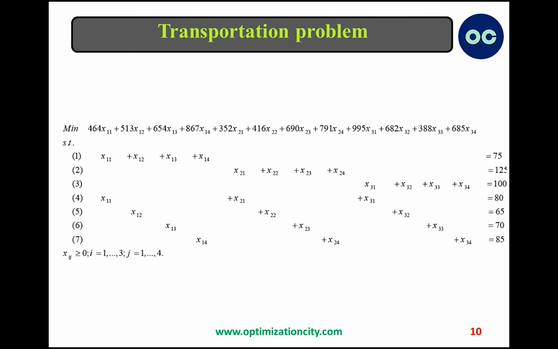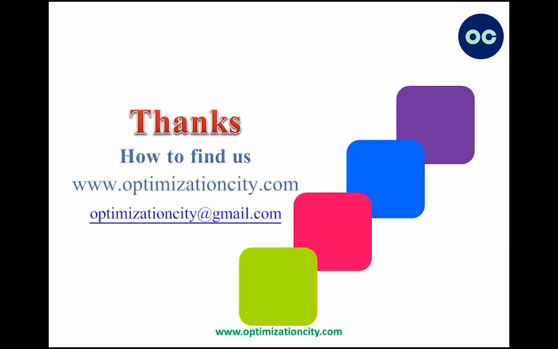Now, the linear programming model for this problem can be written here. So we have the minimization of the objective function, and this is the balance equation for factory 1, 2, and 3, and this is the balance equation for warehouse 1, 2, 3, 4, and this is the non-negativity constraint.